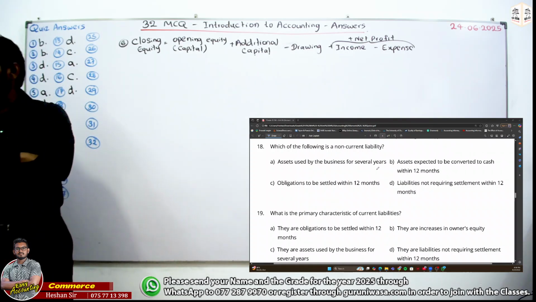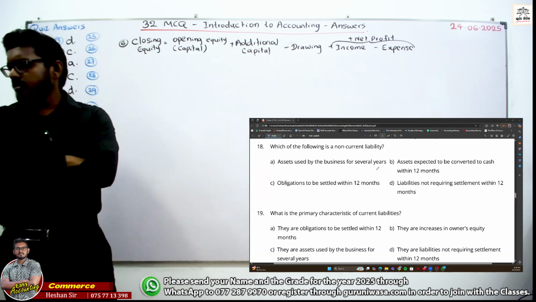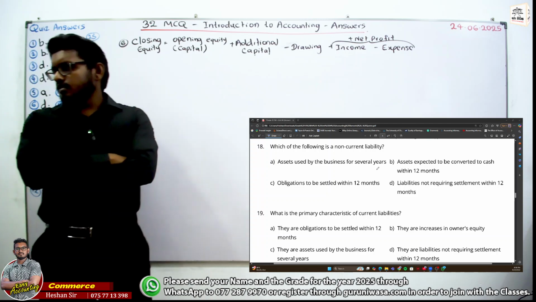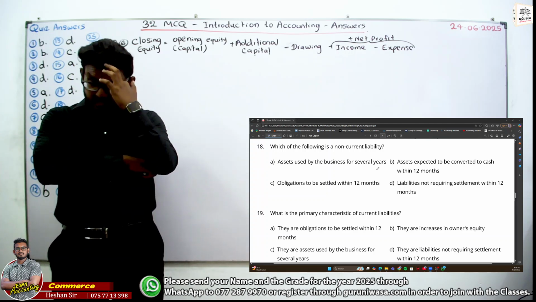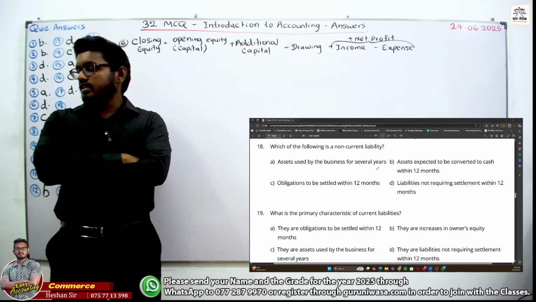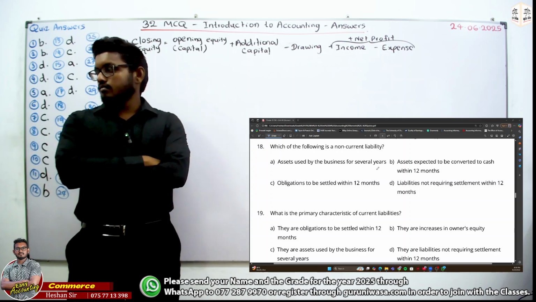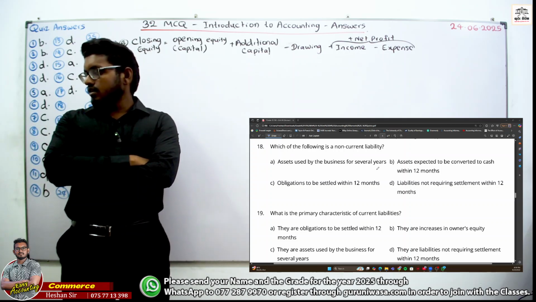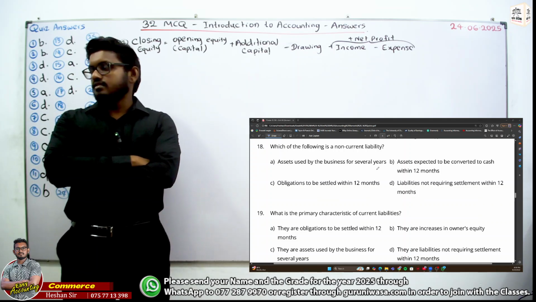Which of the following is a non-current liability? Non-current liability means what? Liability assets used by the business for several years. It is a non-current asset. Asset expected to convert into cash within 12 months. Current assets. Clear? Obligation to be settled within 12 months. Liability is not requiring settlement within 12 months.